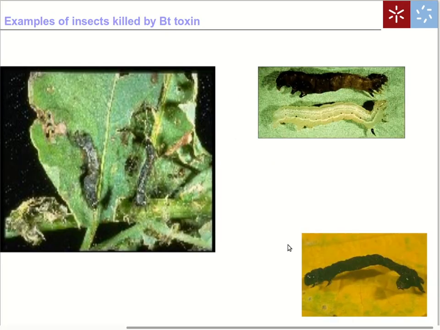This slide here shows a couple of images of what happens when insects ingest the Bacillus thuringiensis toxin. As you can see here, this might be the way the insect looks normally, and then after feeding for a short time it becomes all dry and black. You can see some examples here.